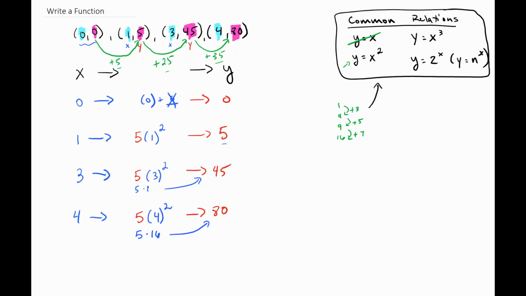So let's go ahead and formalize our rule here. We know we're going to take x and square it, and then after we square it, we multiply it times 5. So there is the relationship we're looking for: y equals 5 times x squared. So by looking at a few examples and comparing them to a list of pretty common relationships, we can come up with a way of formalizing this relationship as a function.